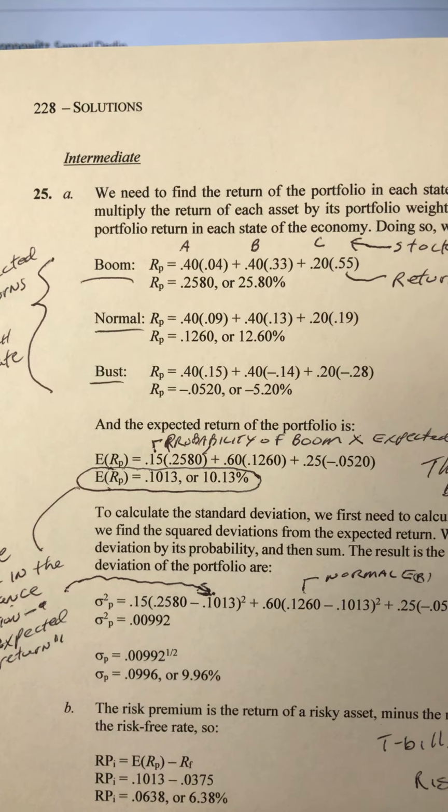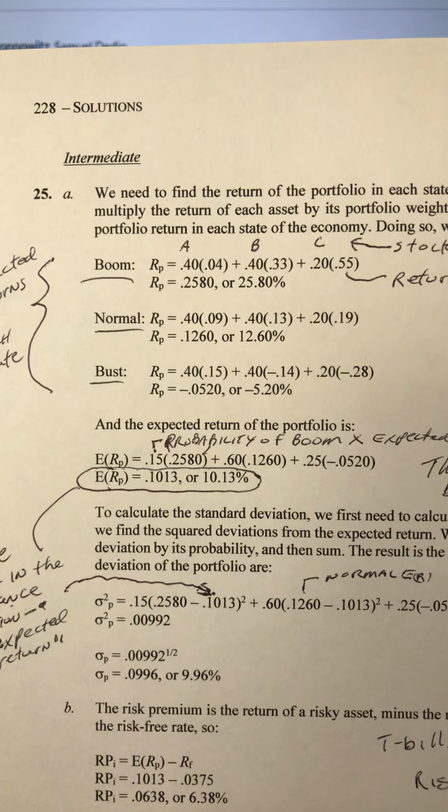So the expected return for the portfolio next is basically taking what's given in the book as the probability states in the economy: 15% Boom, 60% normal, 25% bust. And the example I'm highlighting here is 0.15 is the probability of a Boom times the expected portfolio return for the Boom, which is 0.2580. So that's why you're multiplying the probability of a Boom economy by the return you would get in that Boom portfolio.